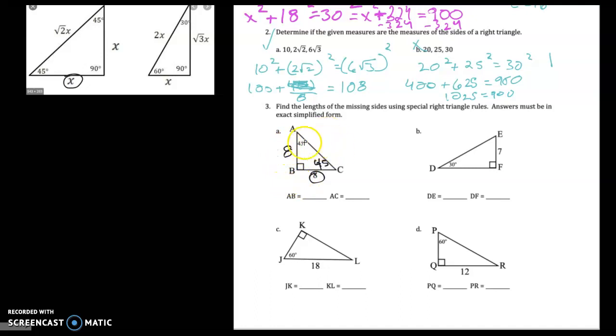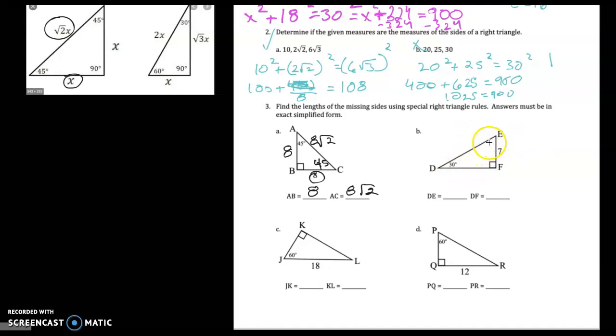And then we look at the hypotenuse for that part. That's just X times square root of 2. So it's just going to be 8 times square root of 2. So that's what AB is, and that's what that is. Find X, and then you do the rest.